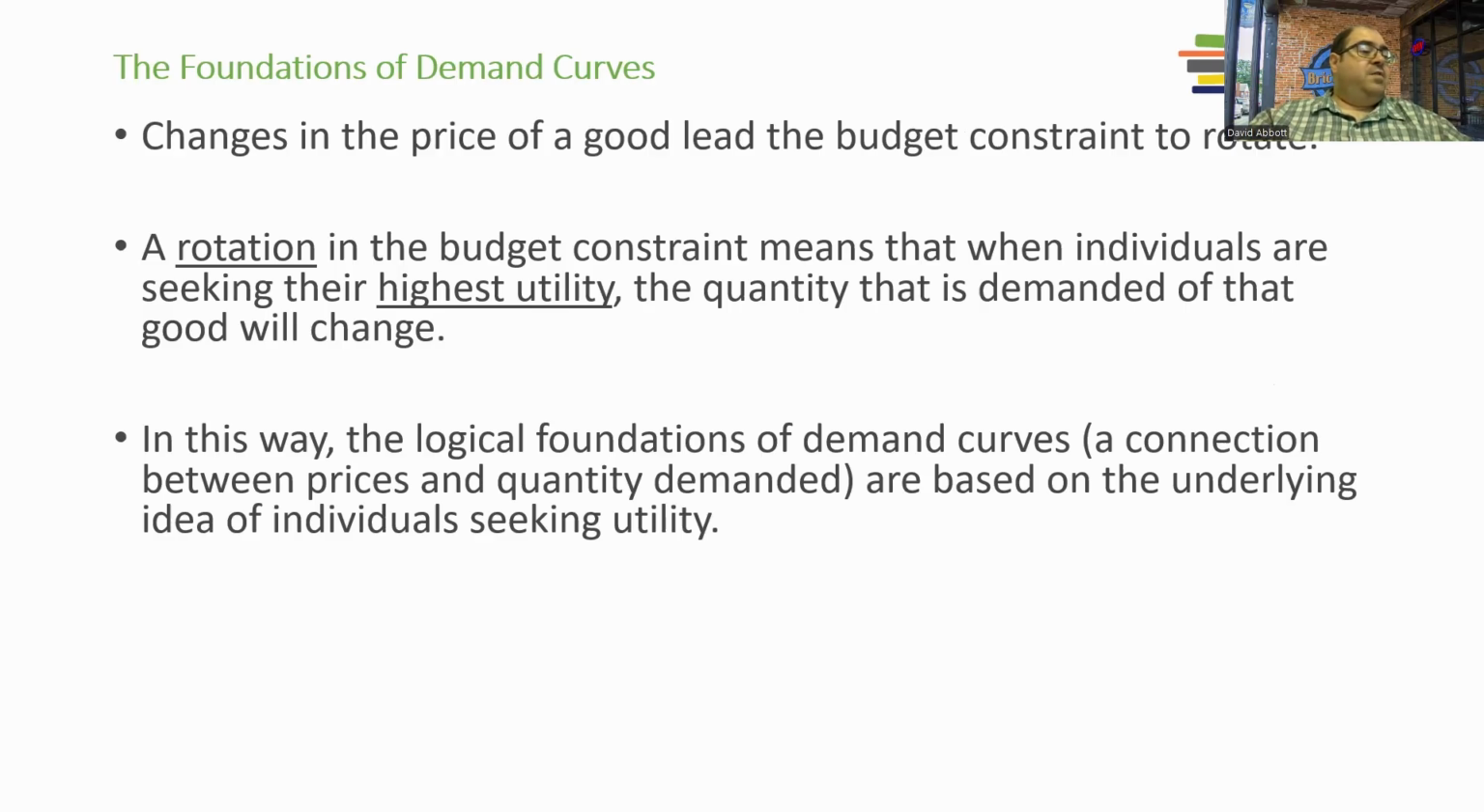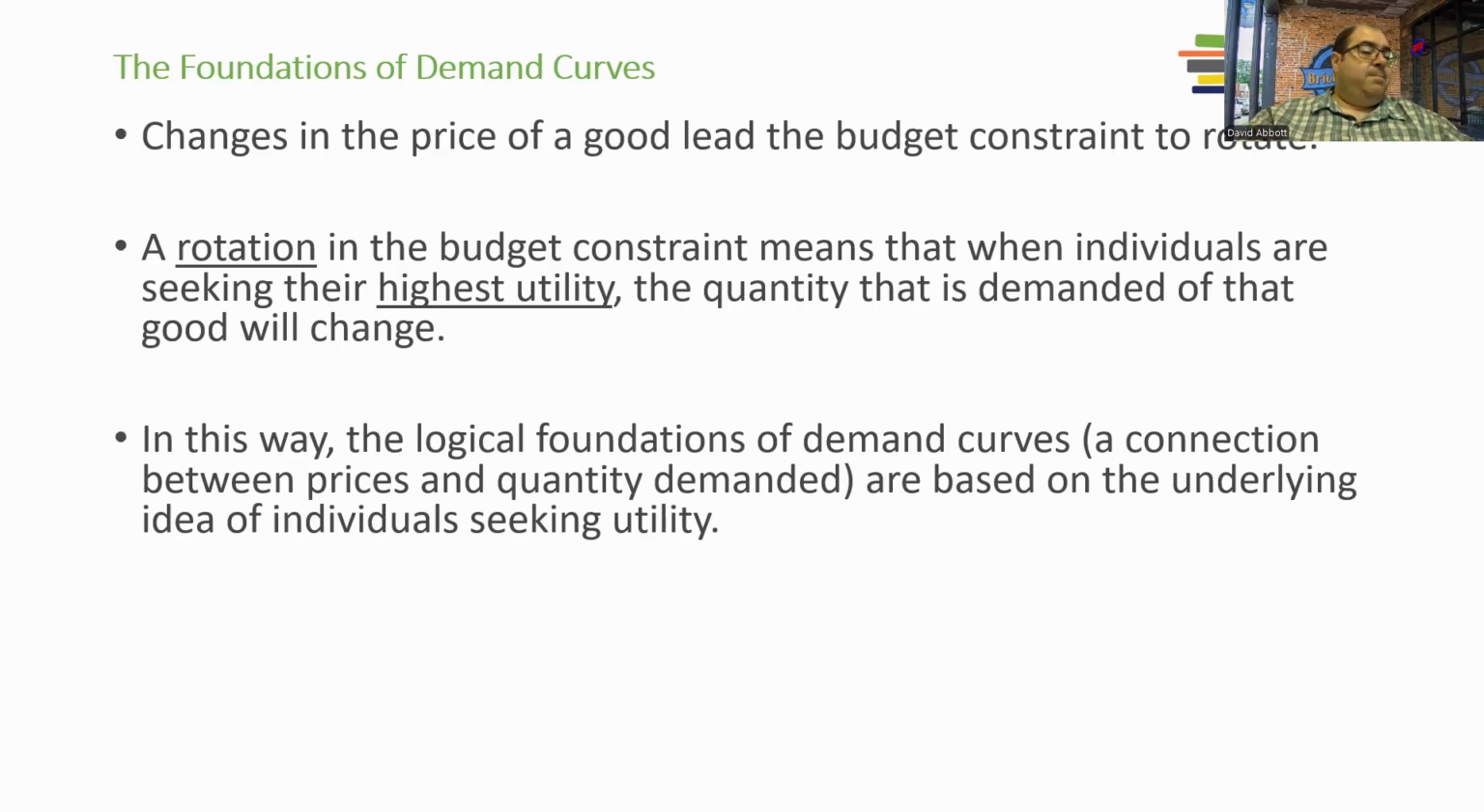So, the foundation of demand curves. Changes in the price of a good lead to budget constraints rotating. A rotation in the budget constraint means that when individuals are seeking their highest utility, the quantity demanded of that good will change. In this way, the logical foundation of demand curves, which show a connection between prices and quantity demanded, is based on the underlying idea of individuals seeking utility.